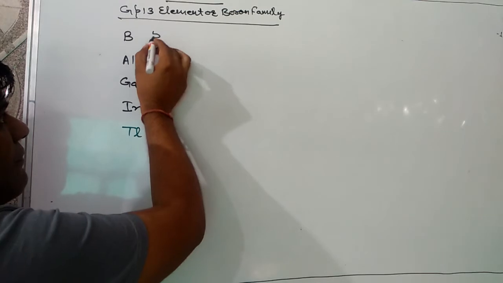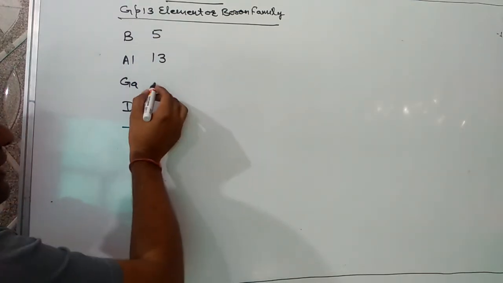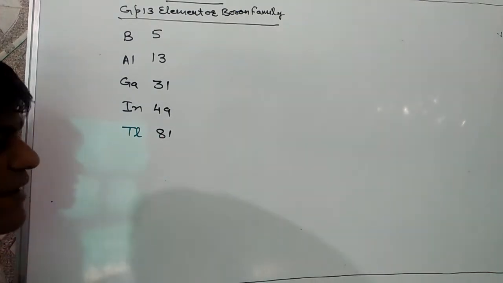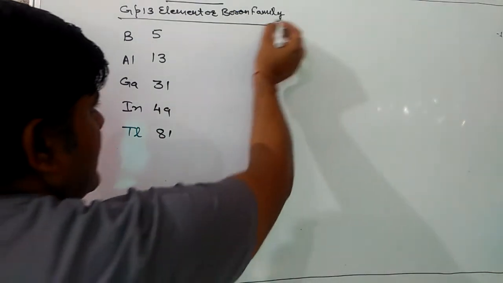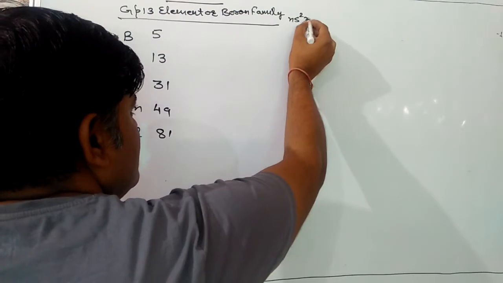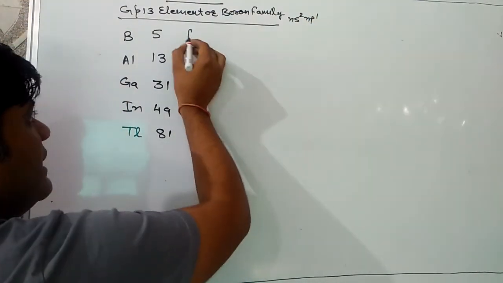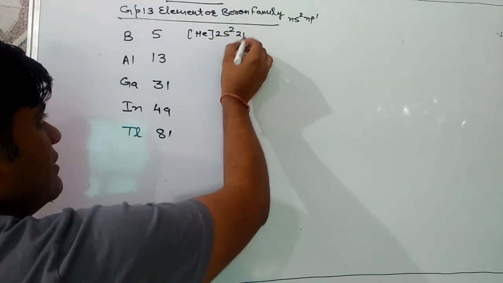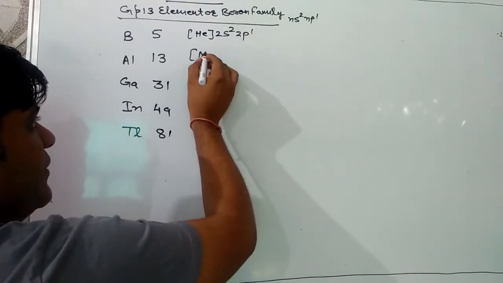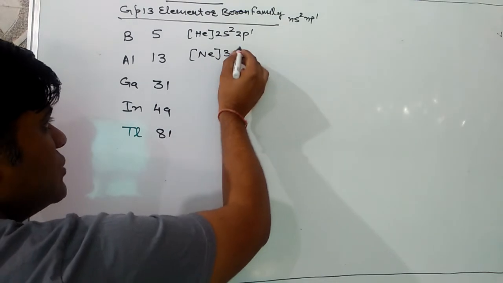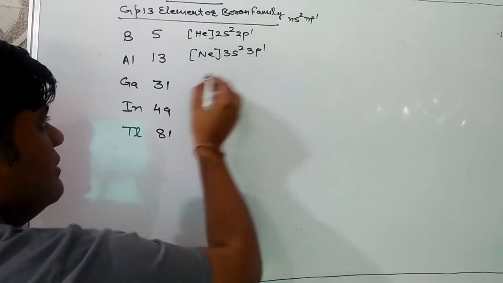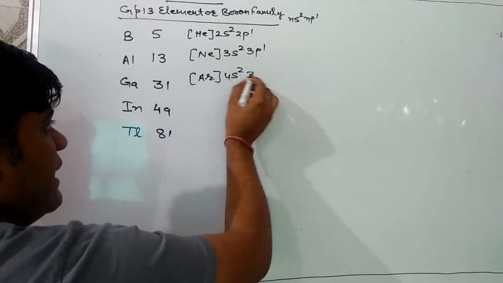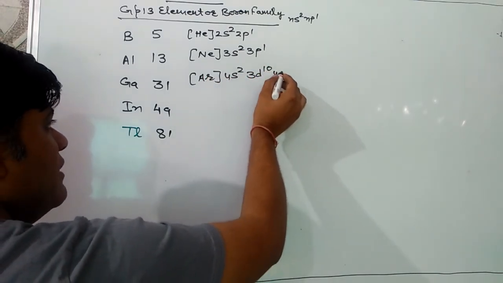Atomic numbers are 5, 13, 31, 49, 81. We have to add the magic number. Outer shell configuration is ns2 np1. So for boron it will be helium 2s2 2p1. For aluminum it will be neon 3s2 3p1. For gallium it will be argon 4s2 3d10 4p1.